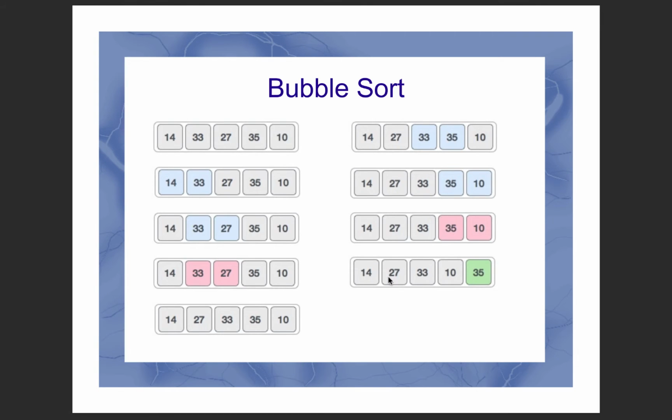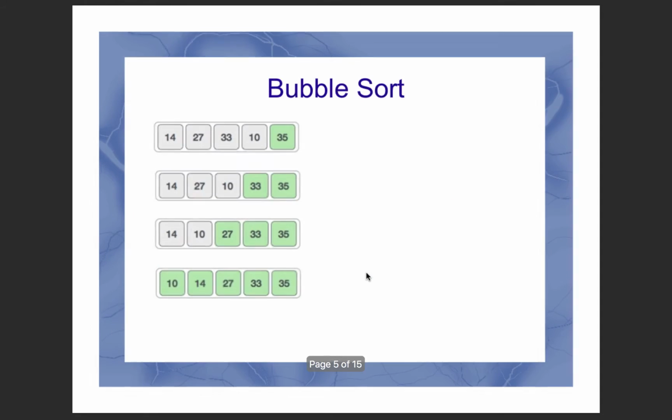You can see that in 14, 27, 33, 10, 35, the 10 is not in the right place. So bubble sort starts the process again from the first adjacent pair. Again it starts from here. 14 and 27 are in the right place, so they don't need to swap. Then 27 and 10, and it finds that 27 and 33 are in the right place, so they don't need to swap.